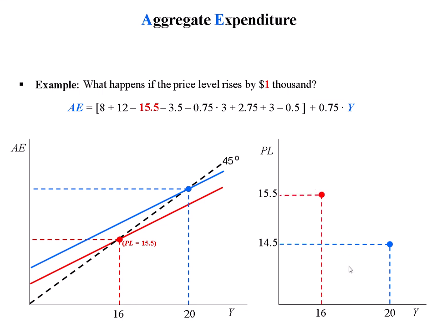And then we connect the dots and we get the aggregate demand model. Okay? So the aggregate demand model comes from aggregate expenditure, where we hold everything but the price level constant. Higher prices, less real GDP demanded.